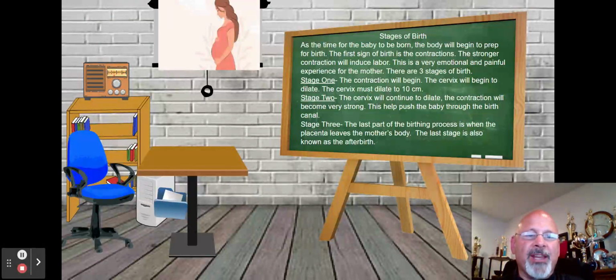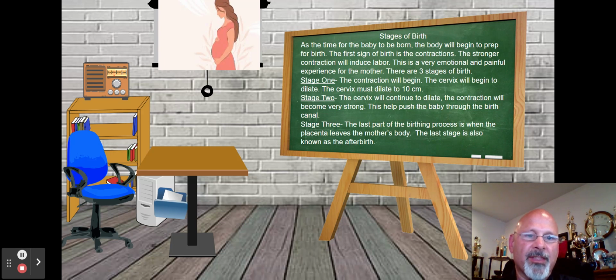When the mother's ready to give birth, nature is going to tell her that it's time. What happens is the body will begin to prep for birth. The first sign of birth is contractions. The stronger contractions will induce labor. This is a very emotional and painful experience for the mother. There are 3 stages of birth.